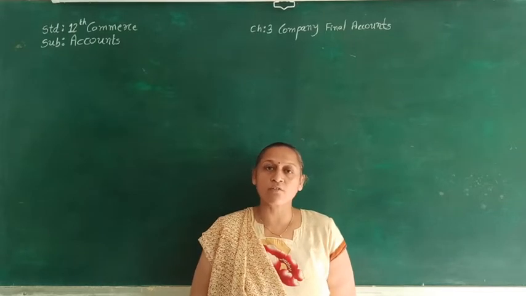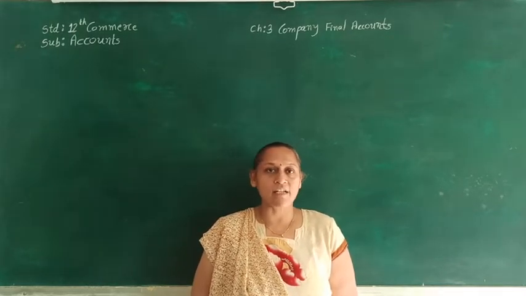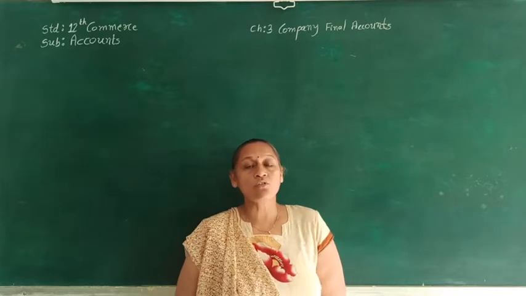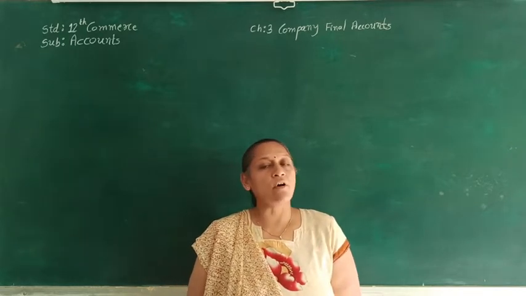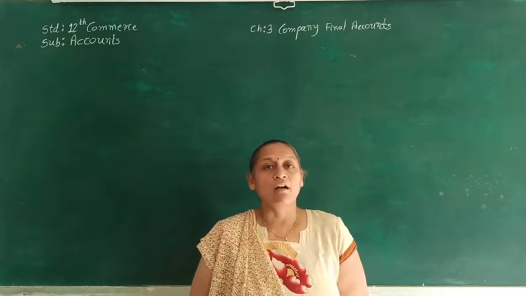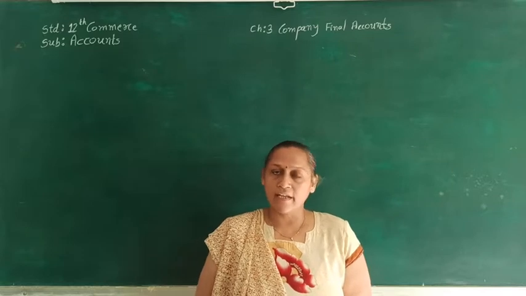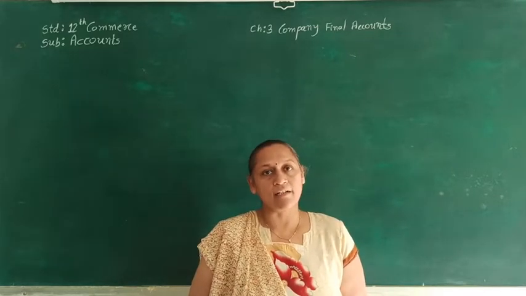Students, today we are going to see chapter number 3, that is company final account of standard 12 commerce subject account. So today we will see the balance sheet of the company final account, and here today we will see the whole balance sheet, that is equity and liability as well as asset account.